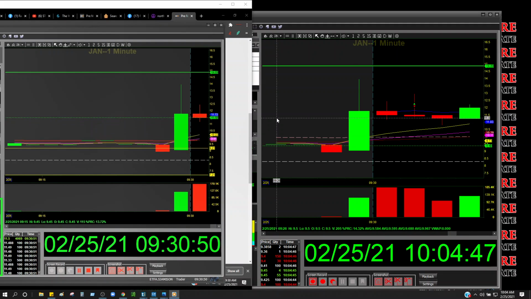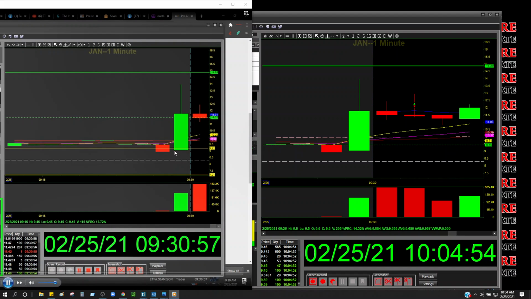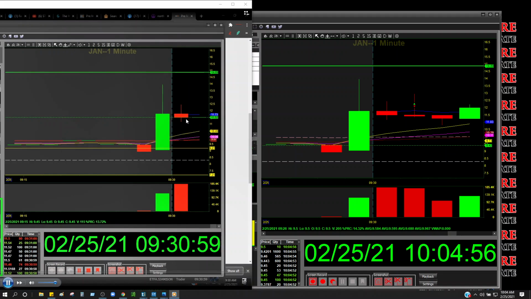So I'm waiting for it to go back up so I can start jumping in. Right now, I'm just trying to decide, is this thing strong or is it weak? Now it's kind of in the middle there. You can see it went from here to here. It dropped down almost 50, 60%.